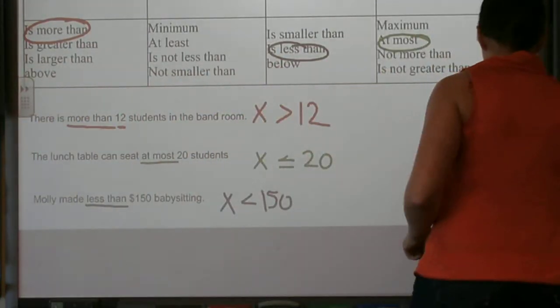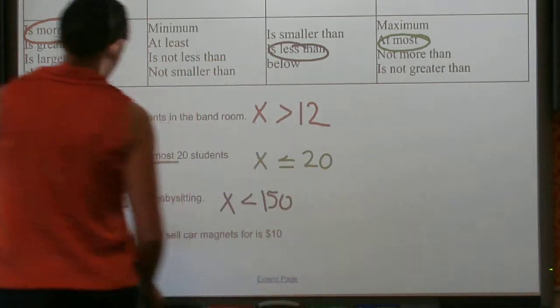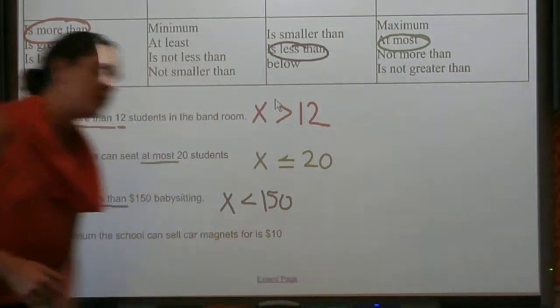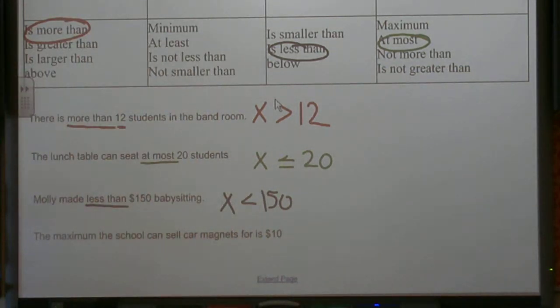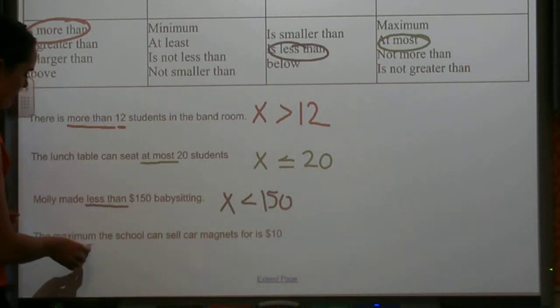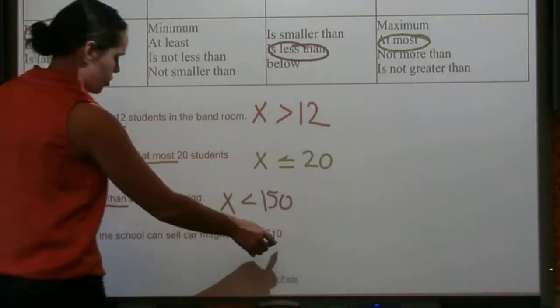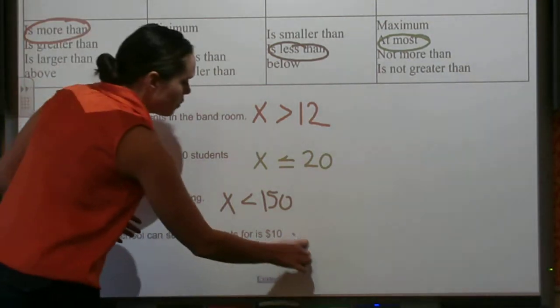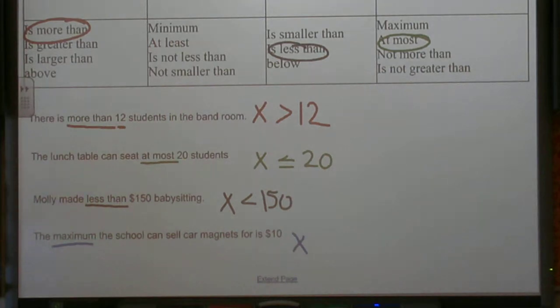And our final one, the maximum the school can sell car magnets for is $10. So the school wants to sell some magnets, and they have some options as to how much they want to sell the magnets for and make a profit, but they can't charge more than $10. So it says the maximum that they can charge is 10. So we don't know how much they're going to choose to charge, so we assign a variable, X. But we know that the maximum they can charge is 10.